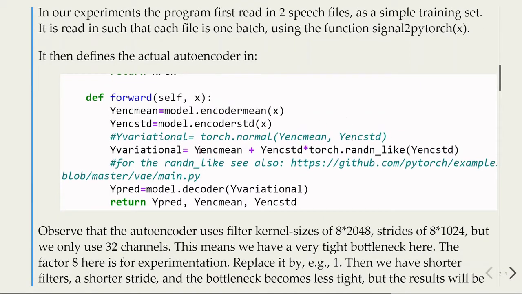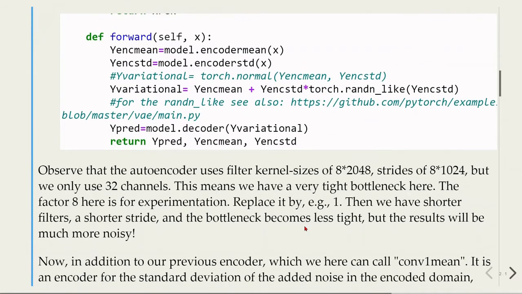And here we see that we also have this part here where we are adding the Y encoder mean plus the Y encoder standard deviation, and we're multiplying by this torch.randn_like function. And we are going to talk about this later. Observe that the autoencoder uses filter kernel sizes of 8 times 2048 and strides of 8 times 1024, but we only use 32 channels. And this means that we have a very tight bottleneck here. The factor 8 here is just for experimentation, and you can replace it by 1, for example. Then we would have shorter filters, shorter strides, and the bottleneck becomes less tight, but the results will be much more noisy.